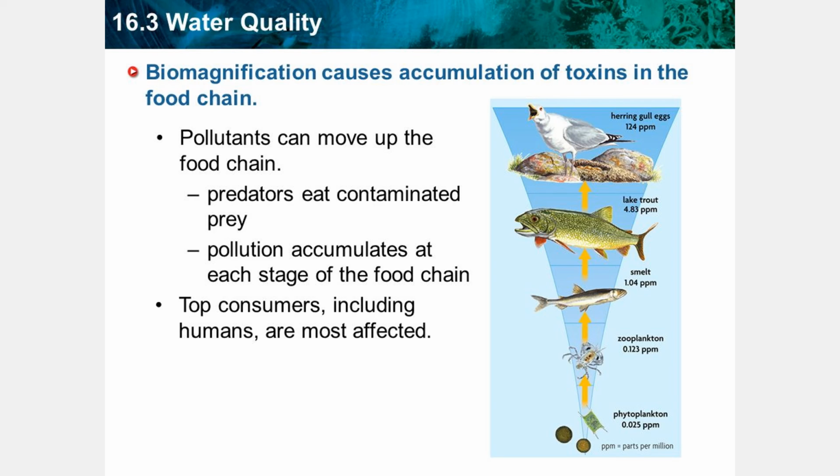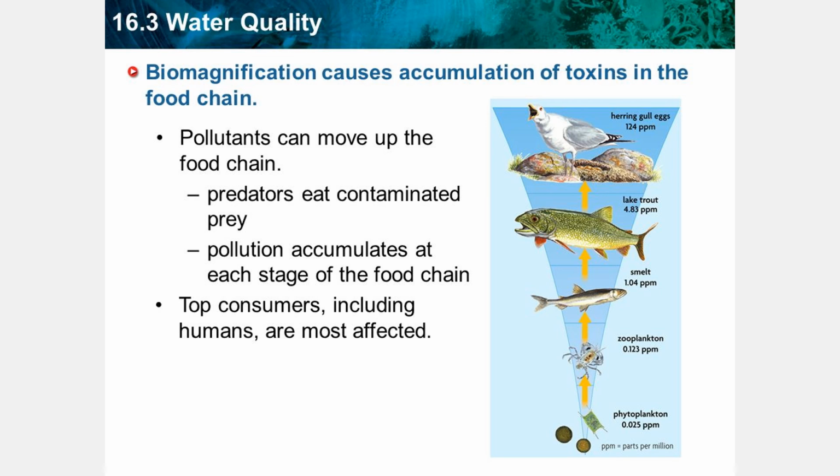Okay, so first phytoplankton is eaten by zooplankton. See how the DDT magnifies. In phytoplankton it is 0.025, in zooplankton it is 0.123. And then when it is eaten by small fish, it becomes 1.0004. Then big fish and the lake trout 4.83, and eaten by herring gull, the fish-eating bird, 124 ppm.